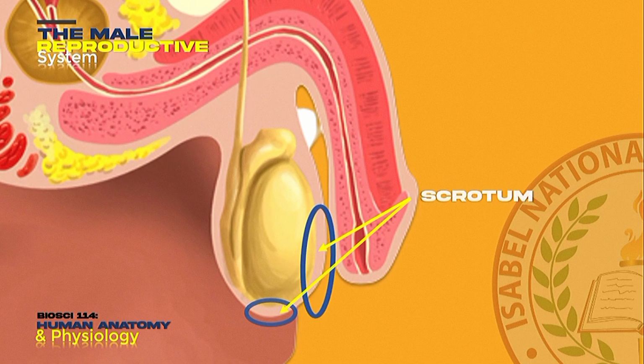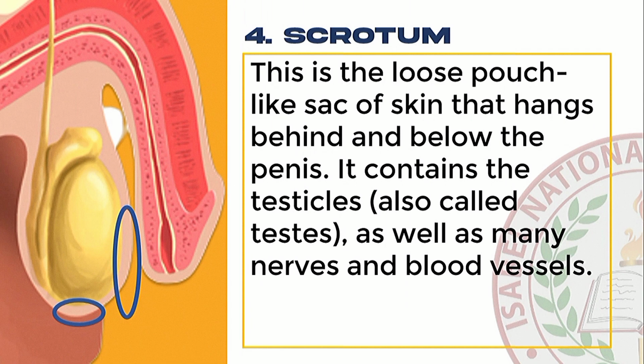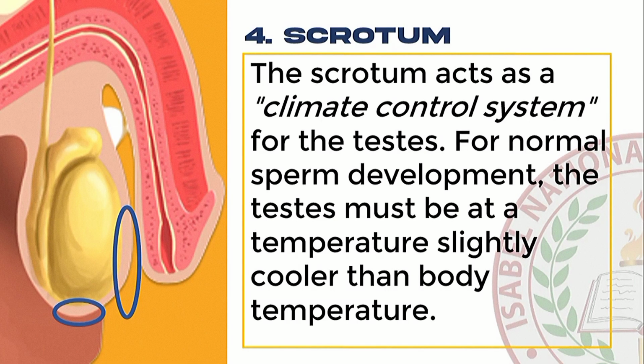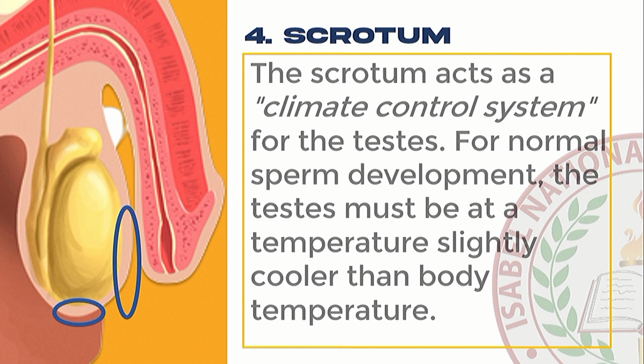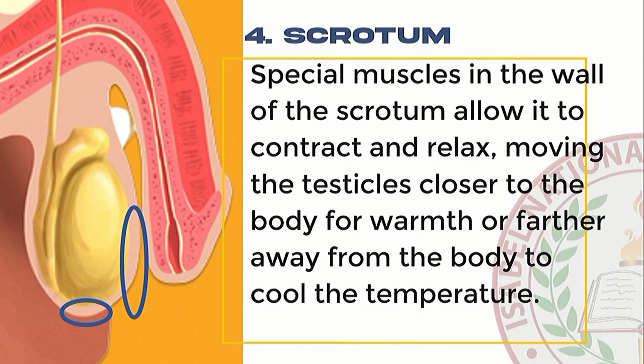Number 4, the scrotum. Everyone, please read. Thank you. This is the loose pouch-like sac of skin that hangs behind and below the penis. It contains the testicles, also called testes, as well as many nerves and blood vessels. The scrotum acts as a climate control system for the testes. For normal sperm development, the testes must be at a temperature slightly cooler than the body temperature. Special muscles in the wall of the scrotum allow it to contract and relax, moving the testicles closer to the body for warmth or farther away from the body to cool the temperature.